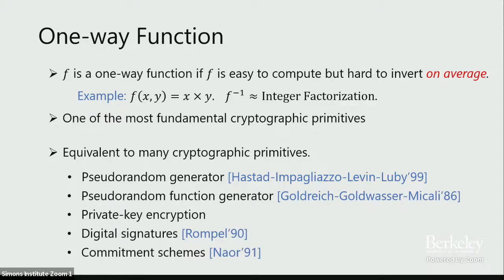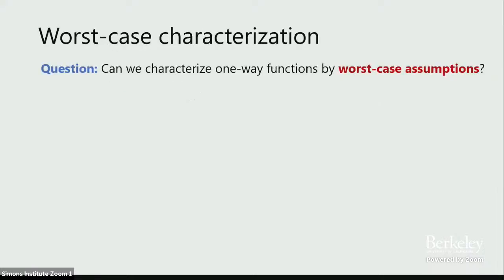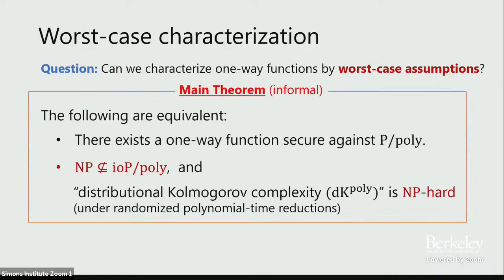So it's very important to understand whether it exists, and what is the minimal complexity assumption that characterizes the existence of one-way functions. The main question that we address in this work is whether we can characterize one-way functions by using some worst-case hardness assumptions. And the main result of this talk is to give an affirmative answer to this question.